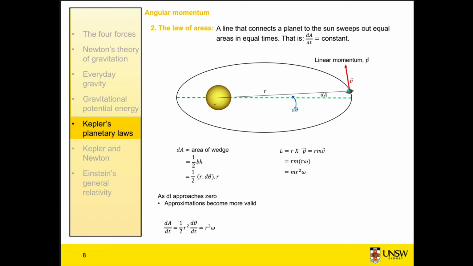So if we now combine our two equations, that is our expression for the rate of change of the area and our expression for the angular momentum, and we rearrange them, we get this equation here. So our rate of change is proportional to our angular momentum. So if our rate of change of area is a constant, then our angular momentum must also be a constant. That is, angular momentum is conserved.